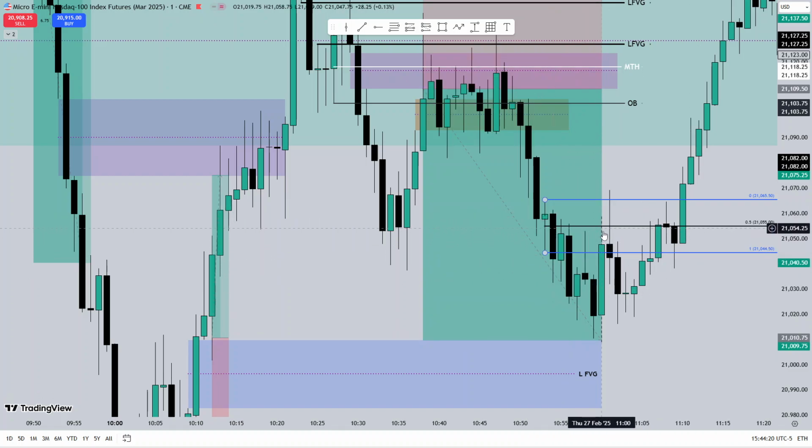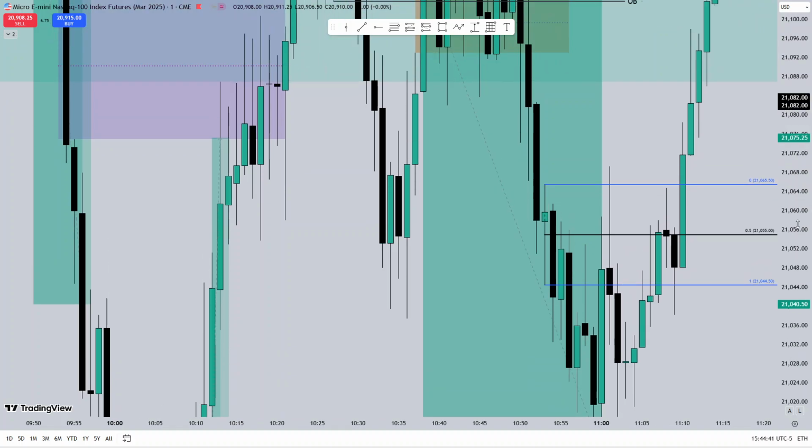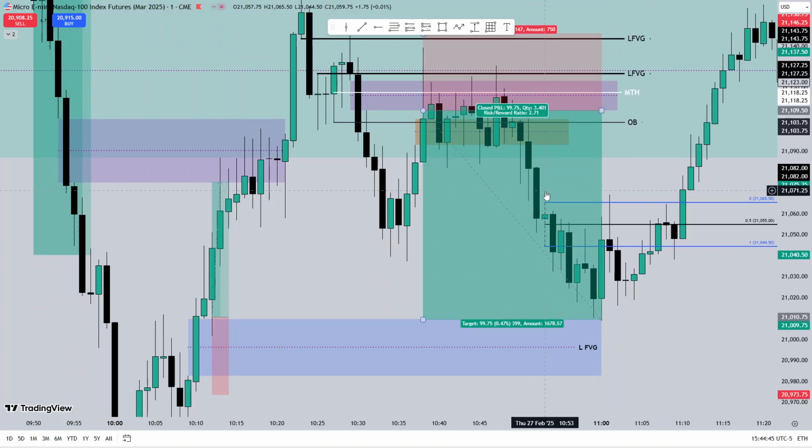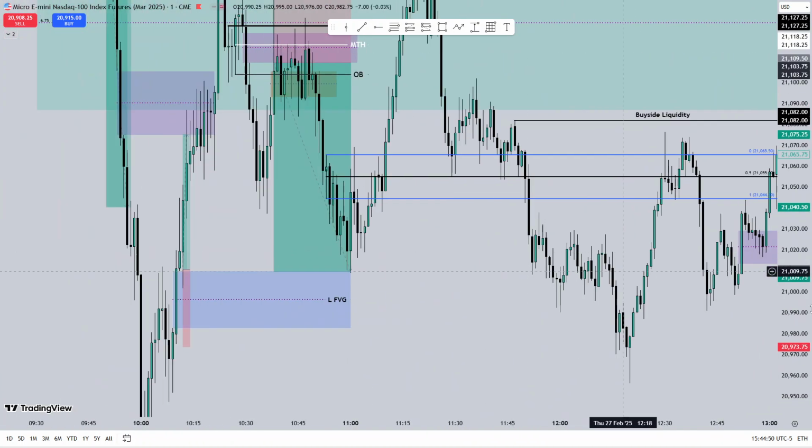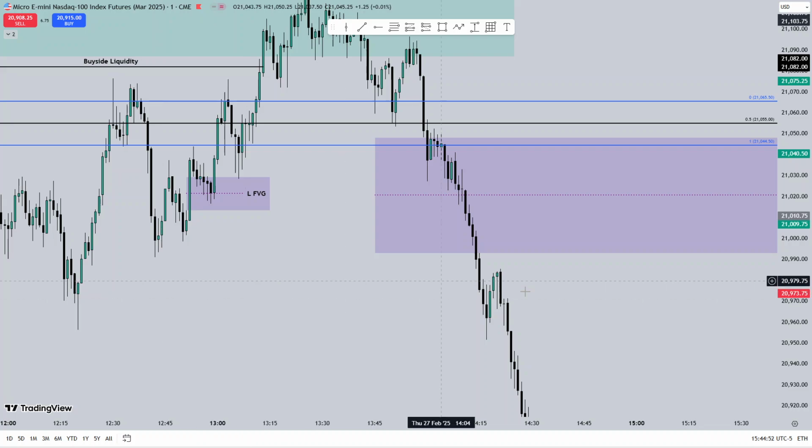No body should close above the 50% of this candle. I was watching the price and saw how beautifully the market was reacting from this 50% of this candle. So at that time I simply trailed my stop loss over here, then I got my boom. So this was the last entry on Thursday.